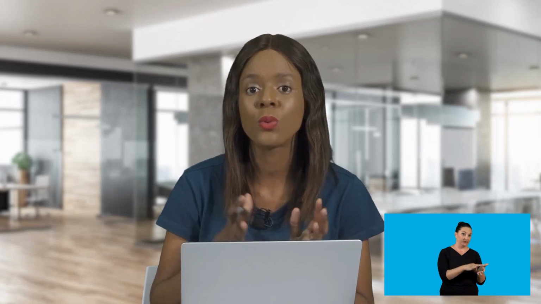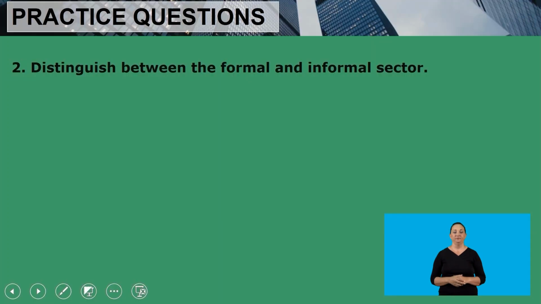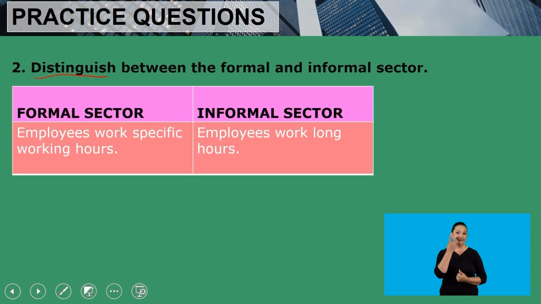Those which are registered fall under the formal sector. Those which are not registered, they fall under the informal sector. Hence, we have crossed under the two sectors. Then let's move on to the next question. Distinguish between the formal and informal sector. So the term distinguish, it says differentiate. Now we need to differentiate between the two sectors. What is the difference?